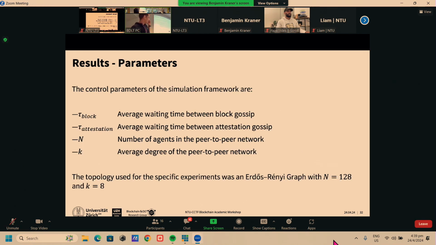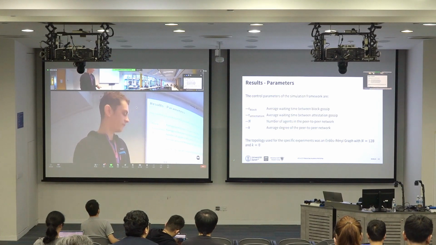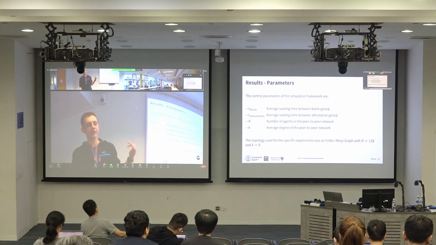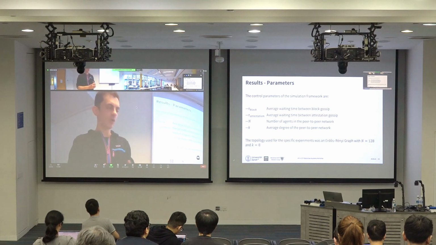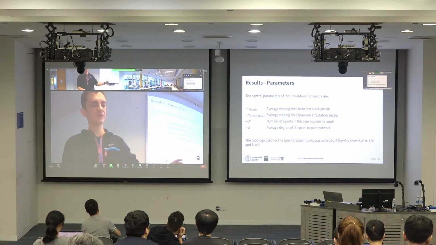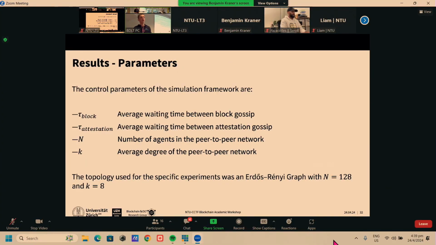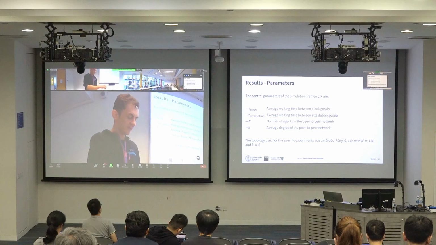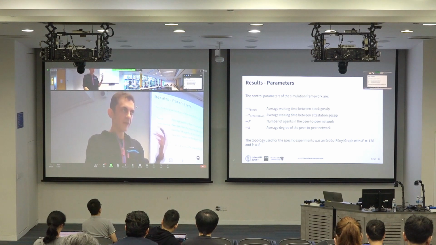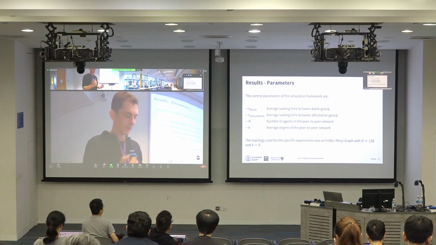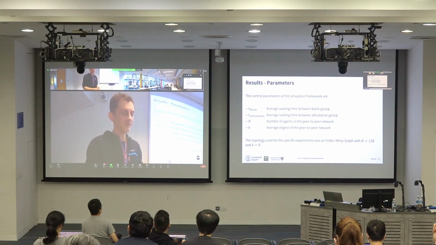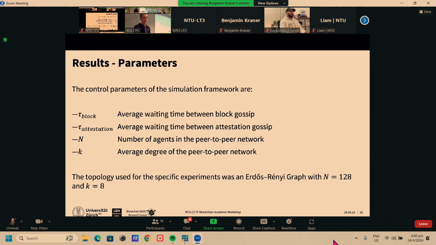So in the model, what are we looking at? We have two main parameters of interest, which are tau block and tau attestation. Tau block is the average waiting time between block gossip events. So what is the latency in sending blocks from one node to another? On the other hand, tau attestation refers to the average waiting time between attestation gossip events. So how long will it take for an attestation to traverse an edge in this network? Finally, what we can also change and play around with in this model is the number of agents and the average degree in this peer-to-peer network. For the experiments I will show you, we used an Erdős-Rényi random graph with 128 nodes and an average degree of 8.